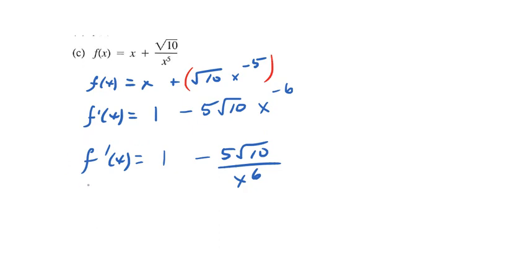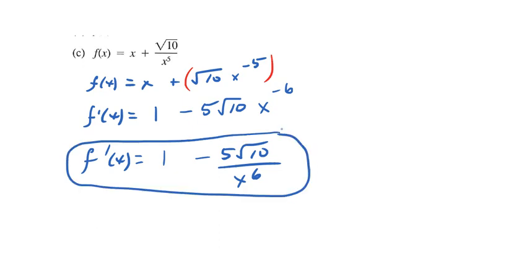Okay. Does that look right? The question is, what about the domain? If the question says, what's the domain? If you look at the original function, x can be anything. There's no problem, except for one value. What can x not be? Yeah, 0. It can be positive or negative, but it can't be 0 here.